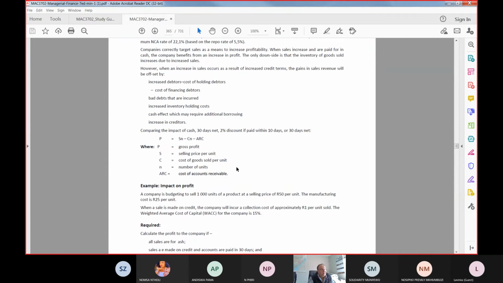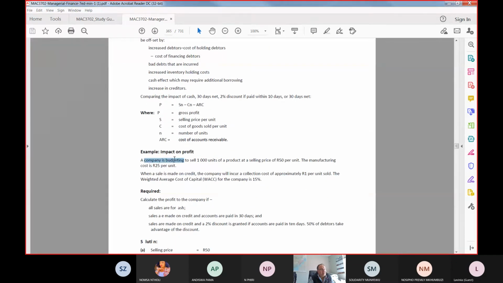So what happens in this question is that the company is budgeting 1,000 units of product, selling at 50 Rand per unit. Manufacturing cost is 25 Rand, so they see that this is their markup. The contribution per unit will then be 25. When the sale is made on credit, the company will incur a collection cost of 1 Rand per unit sold. The weighted cost of capital of the company is 15%.